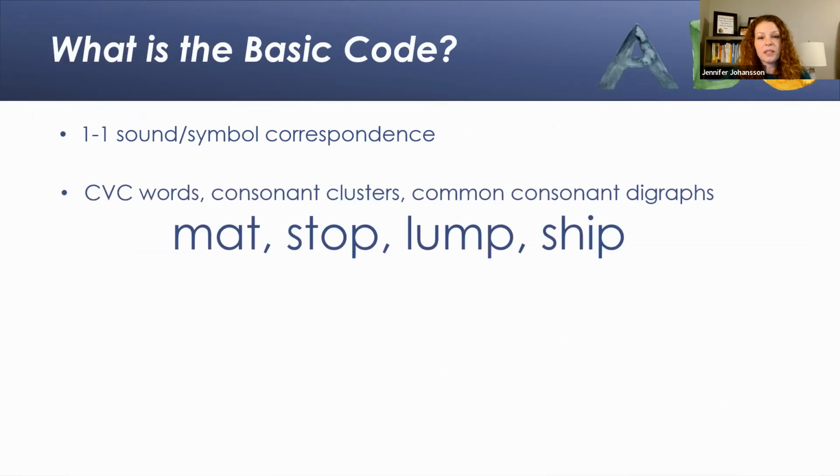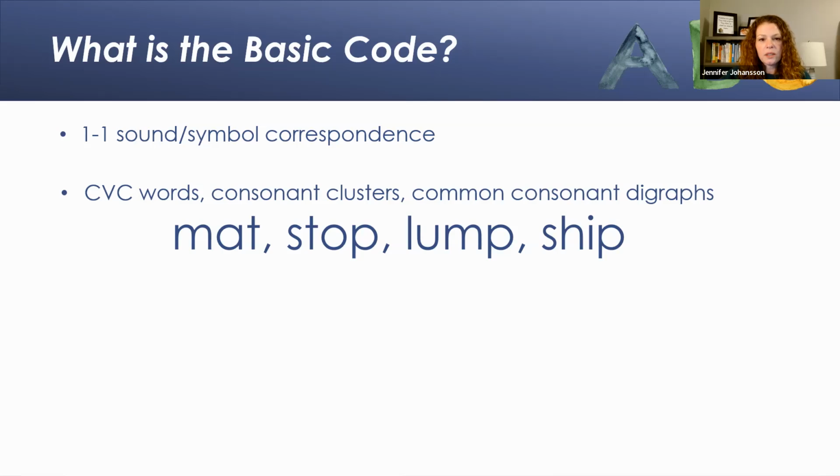So let's start with, what do I mean by the basic code? I mean one-to-one sound symbol correspondence. So this would be your CVC words. These are when you're first teaching students how to read and spell. Your CVC words, your consonant clusters like stop and lump. And then I also include those common consonant digraphs, such as the SH pattern in ship. So to me, that's what I mean by the basic code.